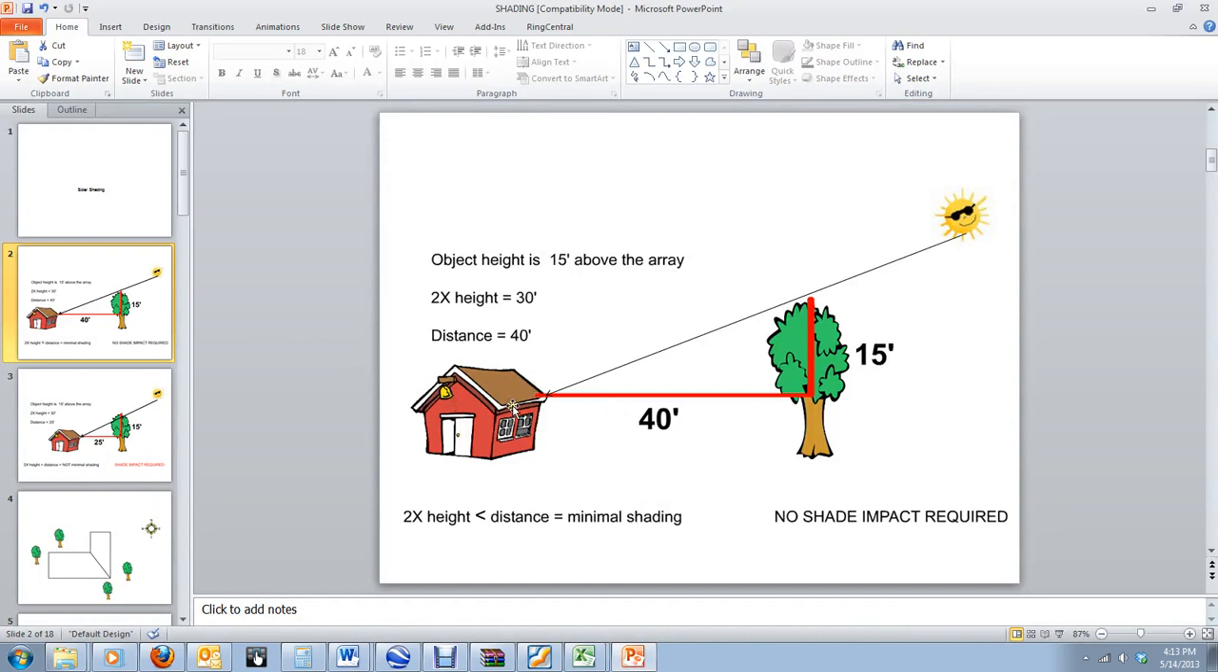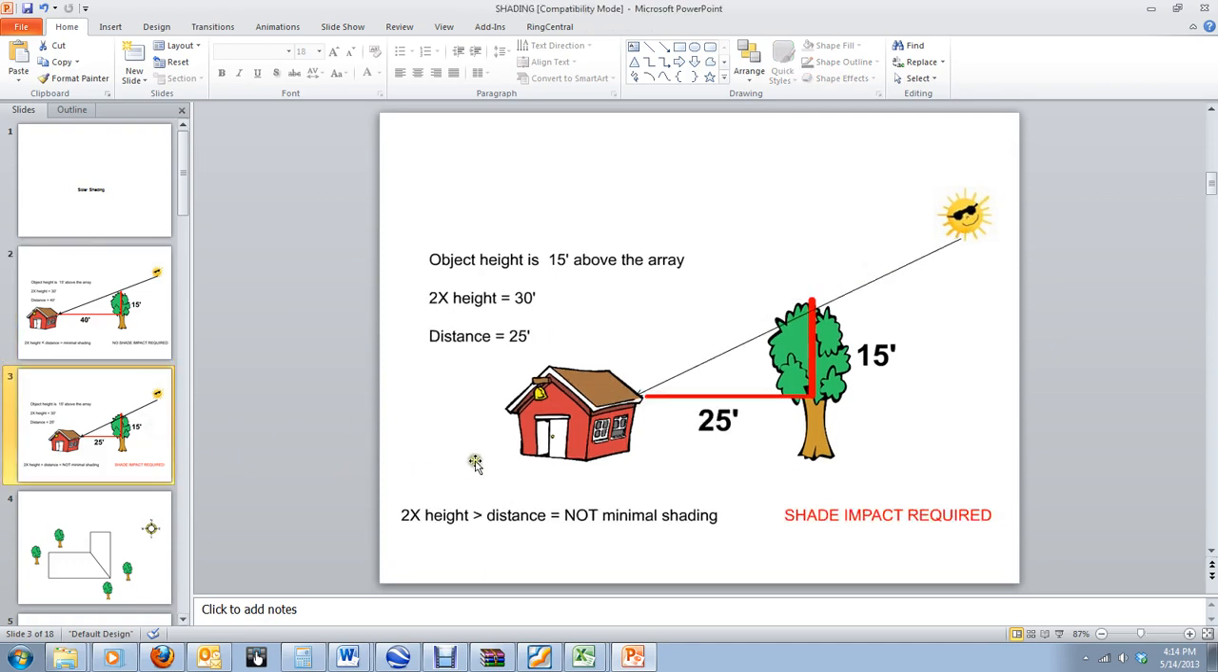So back to our tree slide. If this roof in particular had a solar array on it, and this tree was 40 feet away from this structure and it was 15 feet above the fascia line, we wouldn't have any issues because we are not twice as tall as the distance to this structure. So my line right here shows you exactly what I mean.